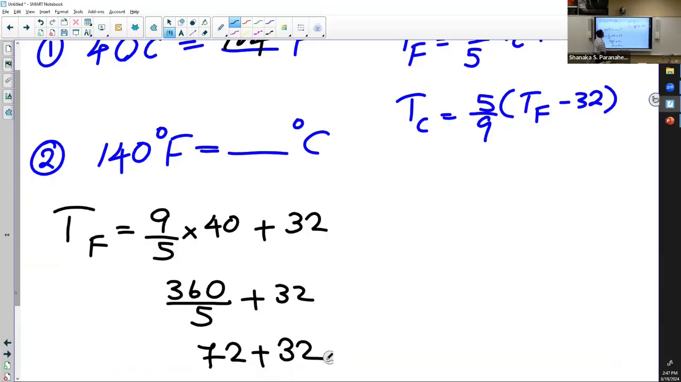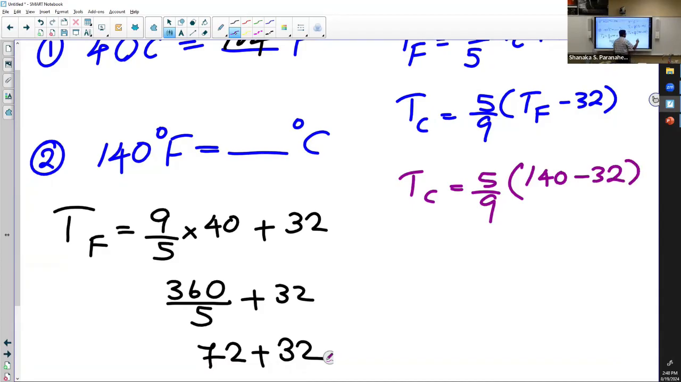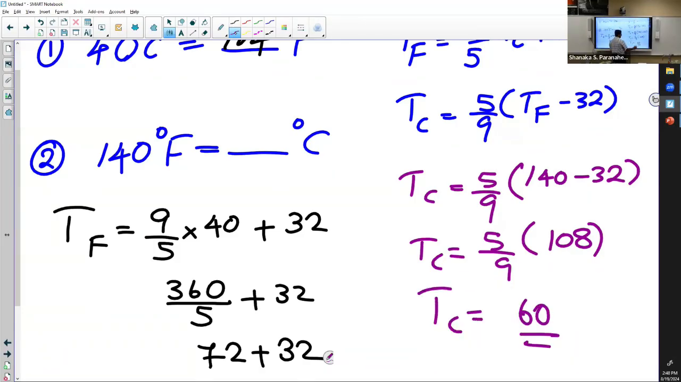solved for TC. So TC is equal to 5/9. The Fahrenheit value is given, so it's 140. So 140 goes in the parenthesis, minus 32. So 140 minus 32 is 108. Okay, so 108 times 5/9. You can do this calculation and it is going to be 60. So you can use your calculator and get the correct answer or use your math knowledge.